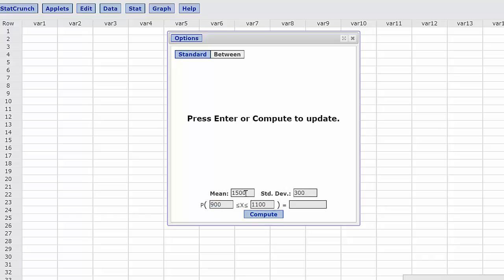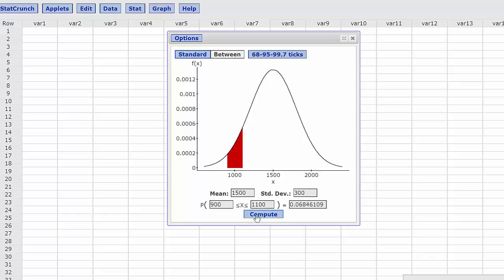Again, this is red, so x is greater than or equal to 900, and x is less than or equal to 1100. And press compute. So we get about 0.068, and it even shades it really nicely for us.